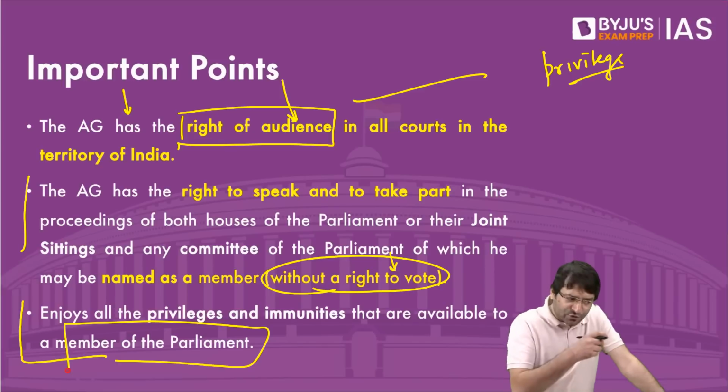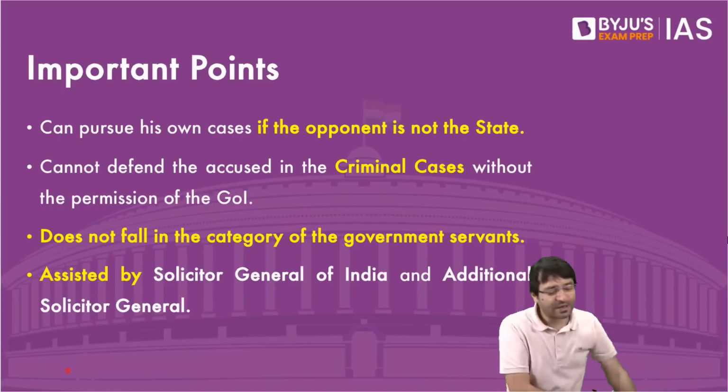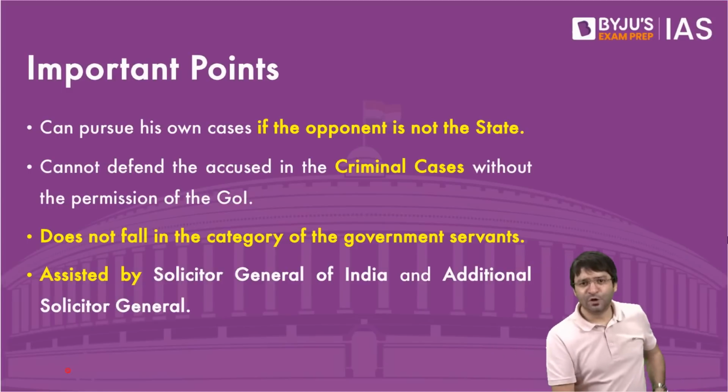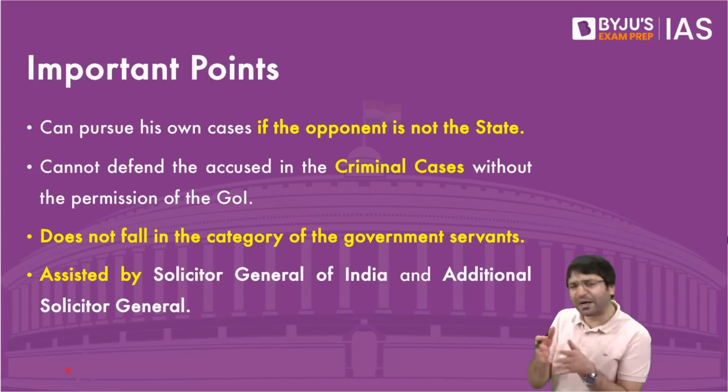How do we ensure that we have the top lawyers who become the Attorney General and at the same time it is not a monetary loss to them? You allow them private practice. You can take up the cases of the central government as well. You can take up your private practice as well.